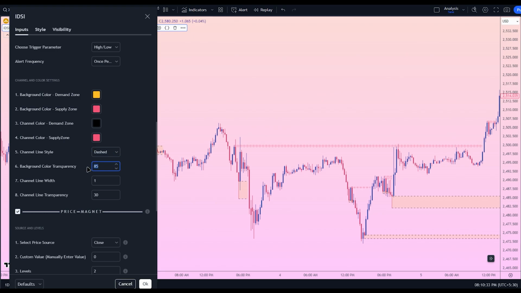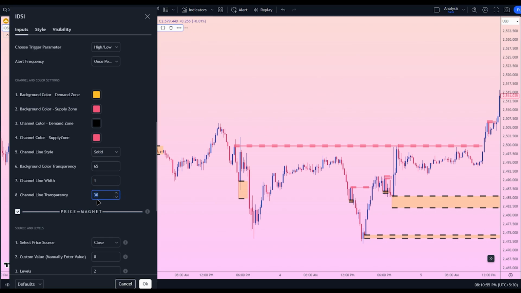Background color transparency. Adjust the transparency of the background color for the zones. This lets you control how opaque or transparent the demand and supply zones appear. Channel line width. Modify the thickness of the channel lines. You can set the width to your liking, such as 2, 3, or 4, to make the lines thinner or thicker.